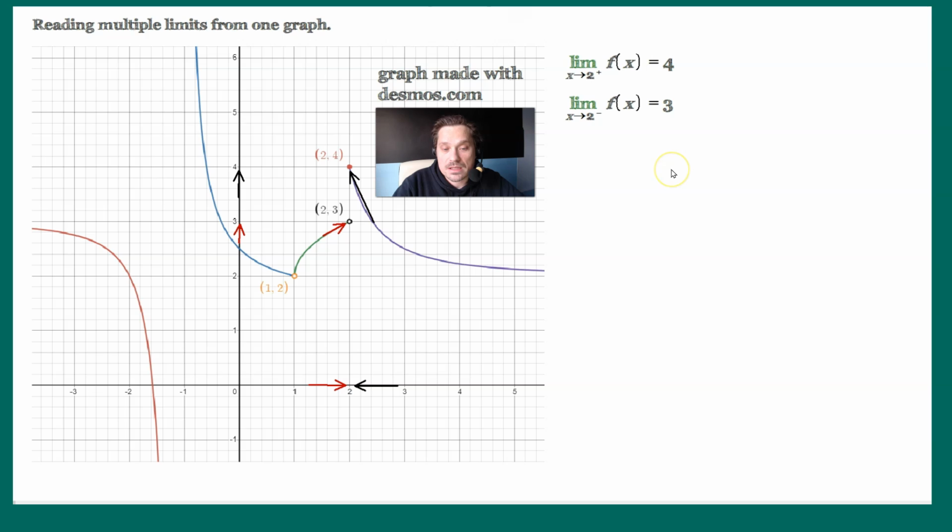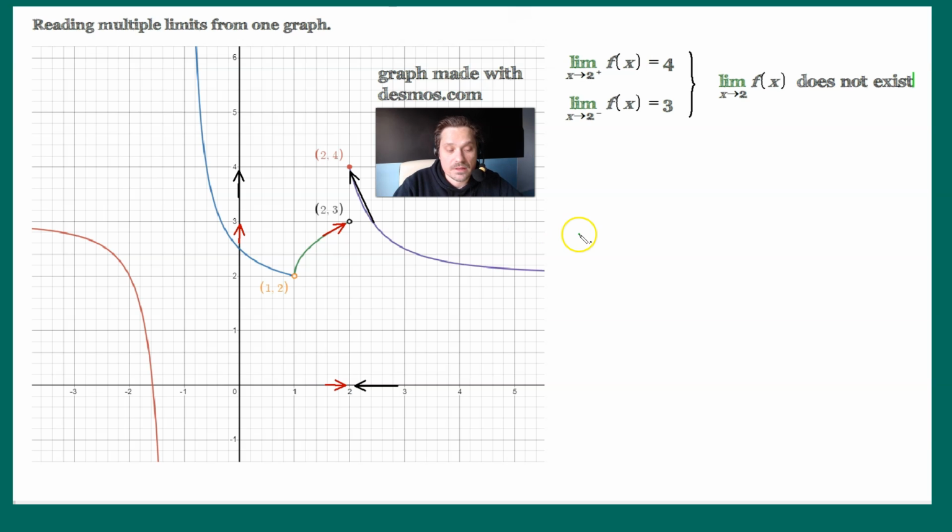Whenever you have something like this happen, where the limit from the left and right are different in value, this suggests that the overall limit does not exist. In other words, the limit as x approaches 2, and notice when I write this version of it, there's not a plus or minus up there. This is just called the overall limit. The limit as x approaches 2 of f of x here does not exist. In other words, for an overall limit like this one to exist, the left and right hand limits have to be equal in value. We do not have that here.